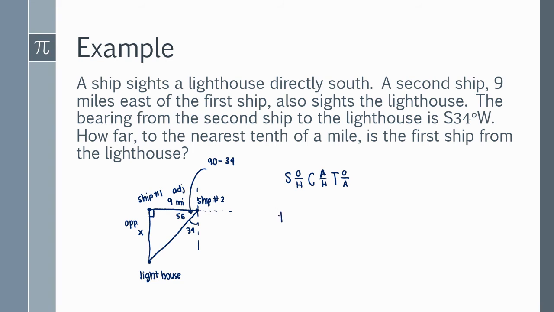So we're thinking tangent. So the tangent of 56 degrees is going to equal x over 9. We'll multiply both sides by 9. And once again, it says to the nearest tenth of a mile. So to 1 decimal place, we are going to get that rounded to 13.3 miles. And there is the distance from the first ship to the lighthouse.